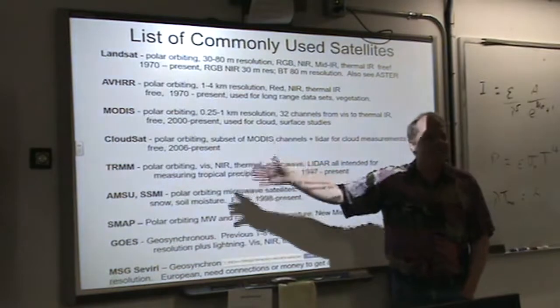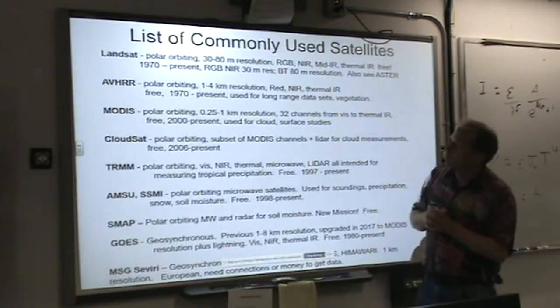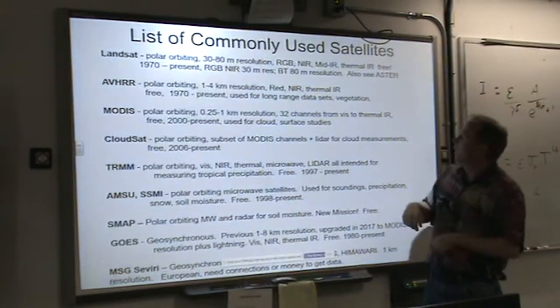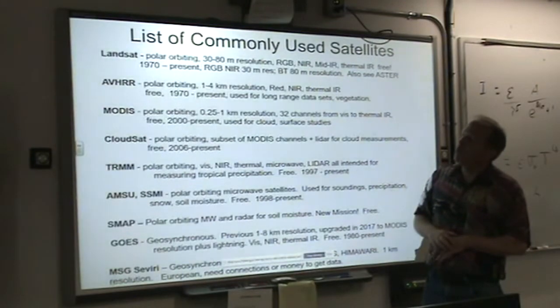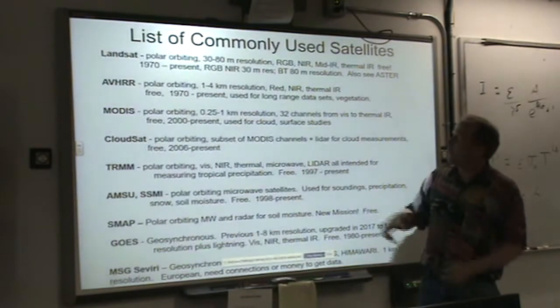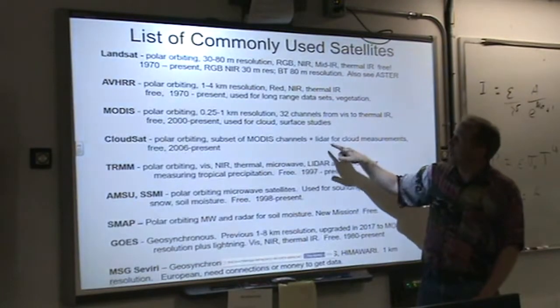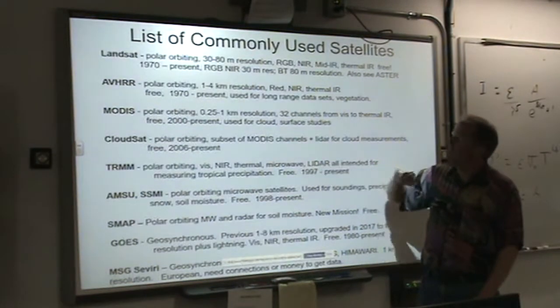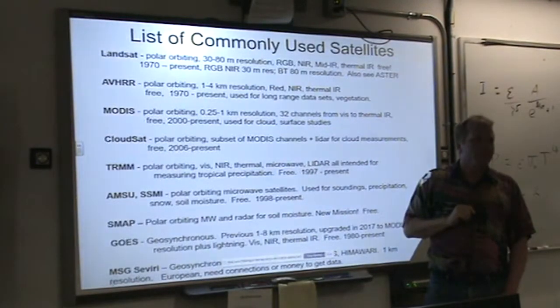CloudSat, this one makes sense. It's a cloud satellite. Thank you for giving me a reasonable name. Okay, polar orbiter, it has LIDAR for looking at clouds. TRMM, tropical rainfall measuring mission. Yes, that one makes sense. But that also has a LIDAR and microwave. By the way, this one is looking at clouds with a LiDAR. This one is looking at rainfall with a LiDAR. How do you think the wavelengths of the LiDAR might compare? Which one would have the longer wavelength? The one for looking at clouds or the one for looking at rain?